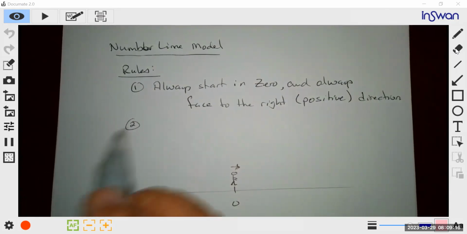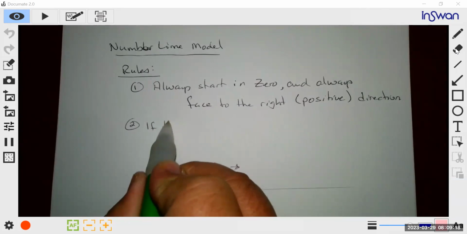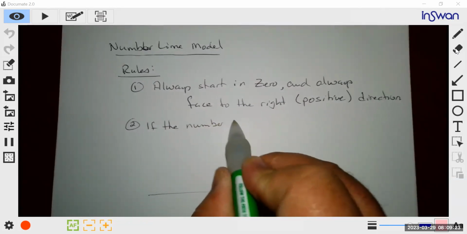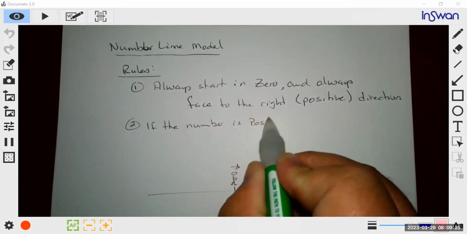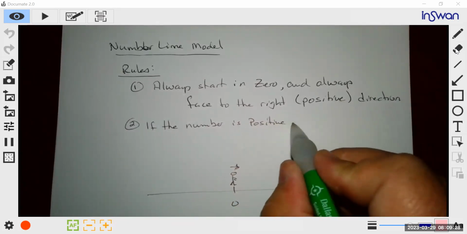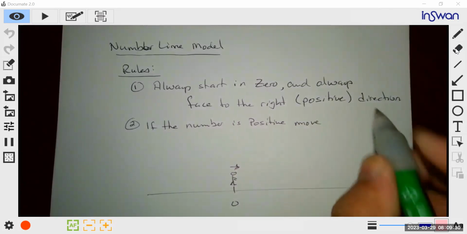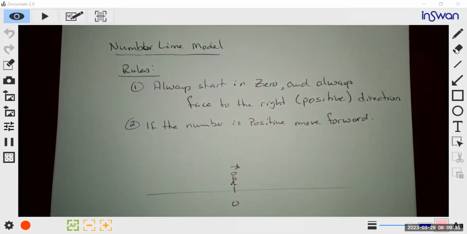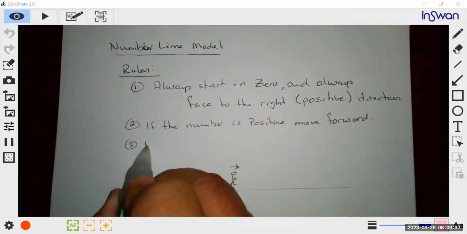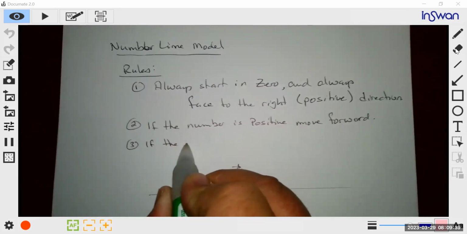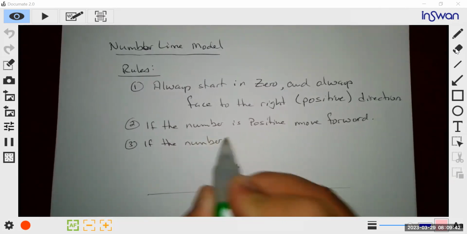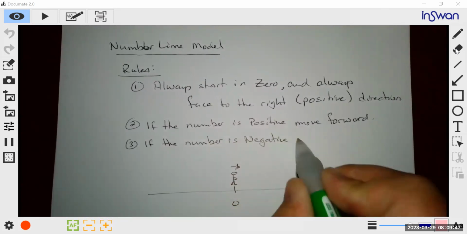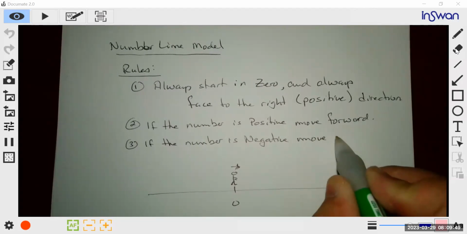Second rule. If the number is positive, move forward. If the number is negative, move backwards.